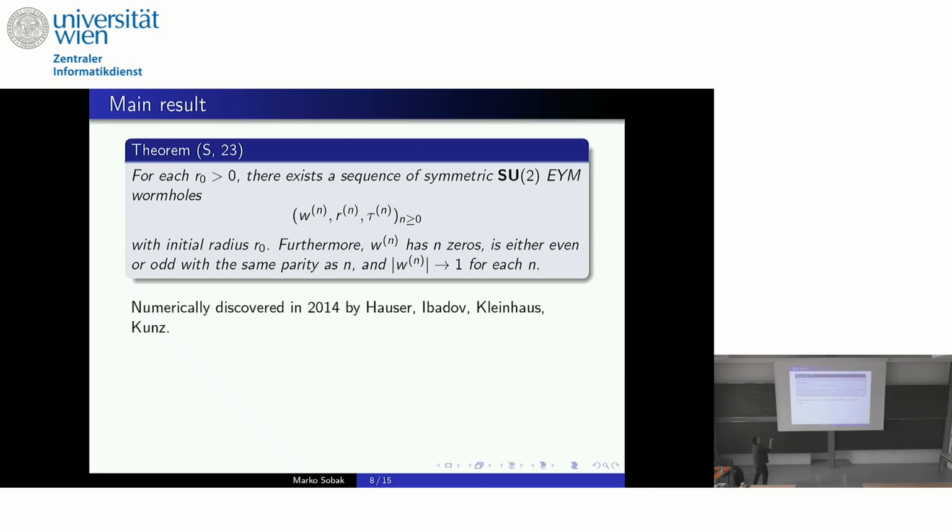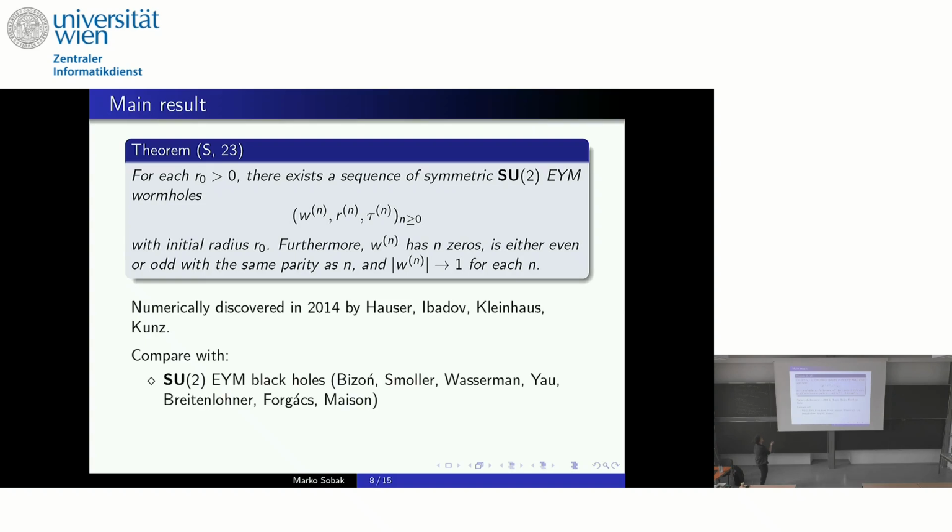And more interestingly, these solutions were not so surprising, because if you compare to the SU2 Einstein-Yang-Mills theory, the classical one without the phantom field, in that theory you also get a sequence of such solutions, but they describe black holes and not wormholes. And these solutions were found first numerically and then proven to exist in the 90s by a lot of names, some of which I've listed here. So it was very much a collective effort.